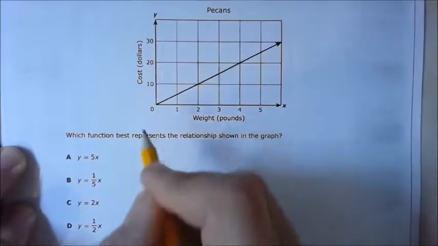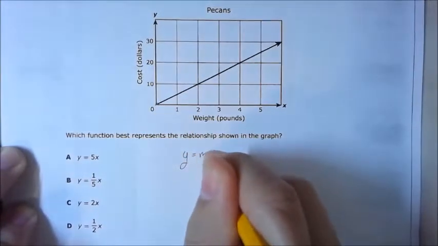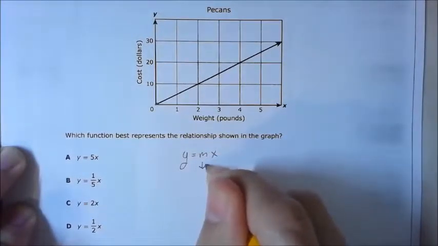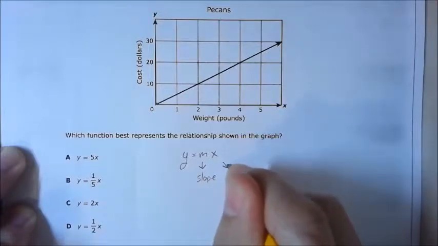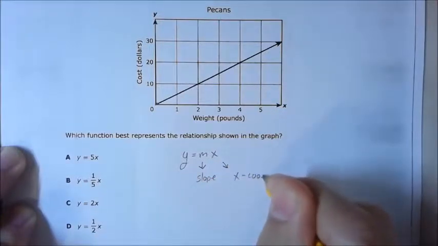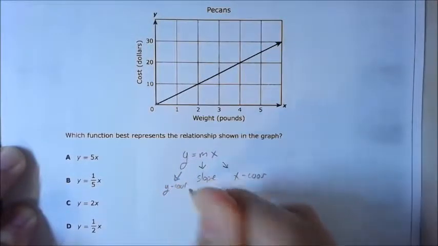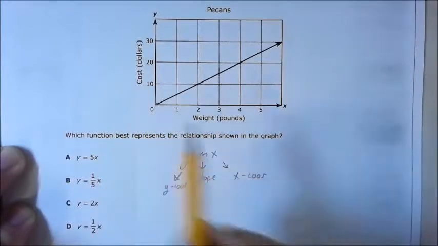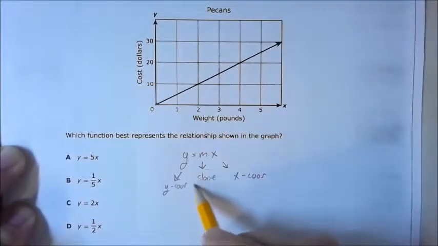Well, first of all, it goes through the origin, right? So we know we're looking at a relationship that's y equals mx. And remember that m is going to be equal to our slope. x is our x coordinate, and y is our y coordinate. So let's look at our x coordinate and our y coordinate and see which one matches up to give us the correct slope.